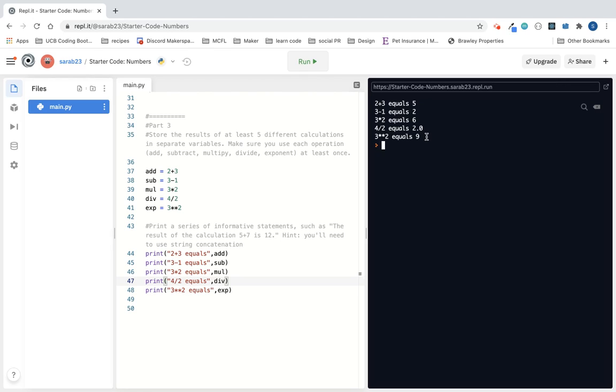And all my numbers are the same math, but I do have my sentence here printing, and I did not use the plus sign. I used the comma because I didn't want to add a space, but I could have used the plus sign as well.